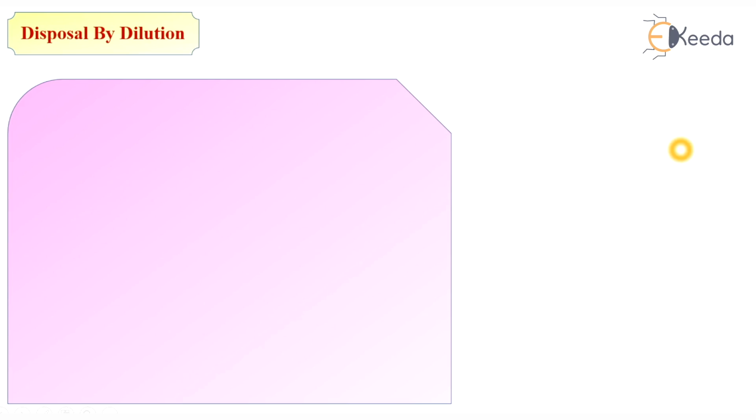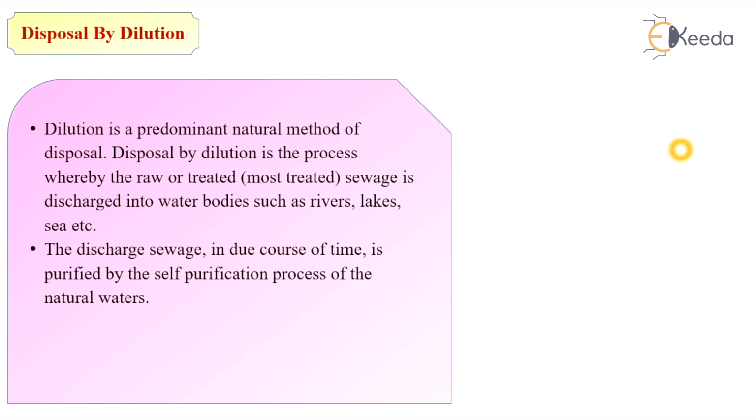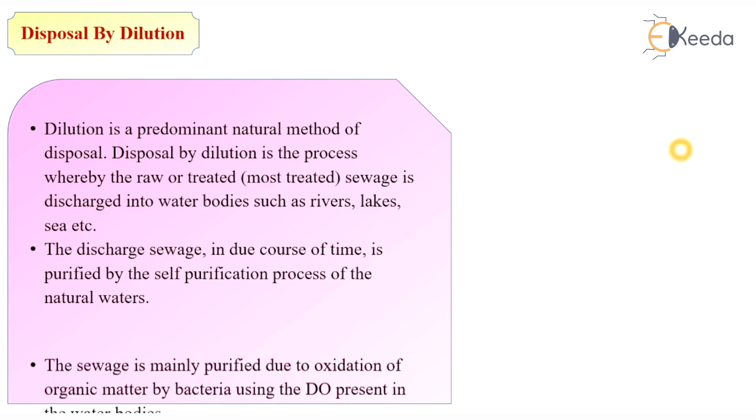So the next method is disposal by dilution. What is this? Dilution is a predominant natural method of disposal. Disposal by dilution is the process whereby raw or treated sewage is discharged into water bodies such as river, lake, sea, etc. The discharged sewage in due course of time is purified by the self-purification process of the natural water bodies.